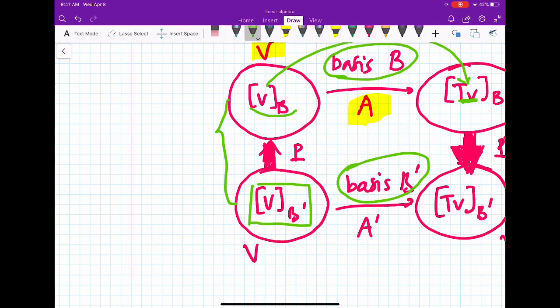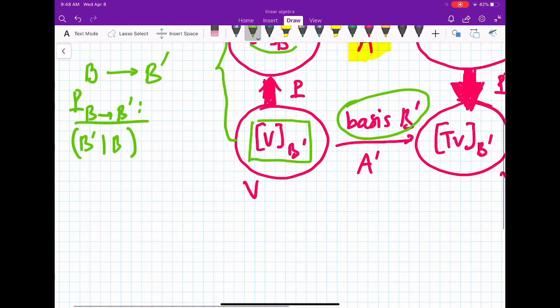So if you have B and you want to go to B prime, you need to find the transition matrix, let's say P, from B to B prime. How to do that? You just write B prime here and B here. You solve this system of linear equations. Actually, you have many systems in this situation. You use elementary row operations to get the identity matrix here, and here is your P, the transition matrix. But this is from B to B prime.